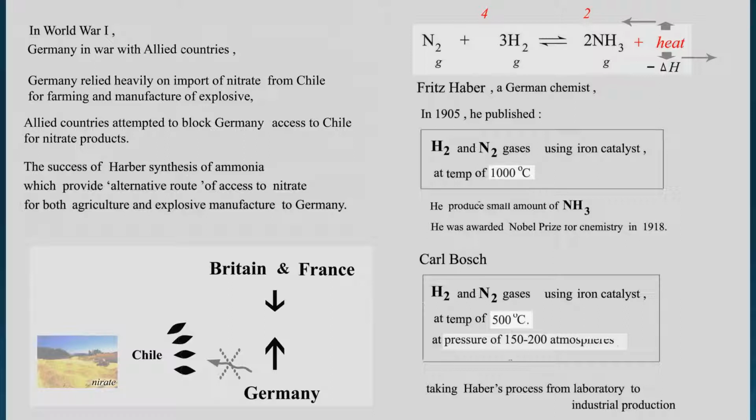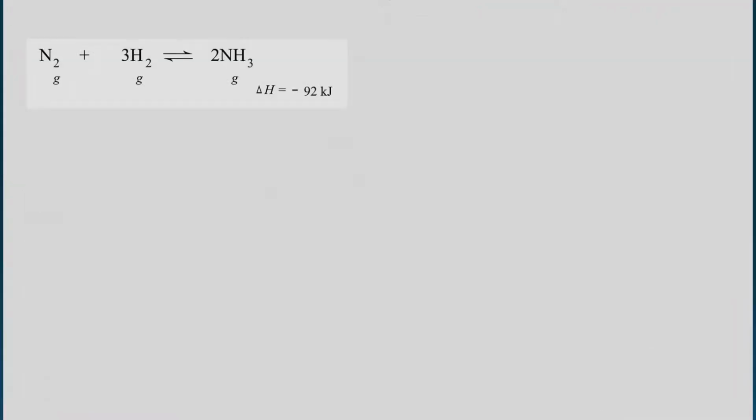So Carl Bosch, by this technique, could not only make a small amount, but he could make a big amount. So for this laboratory process success, now he can make it into a big industrial production. Look at this equation, ammonia.